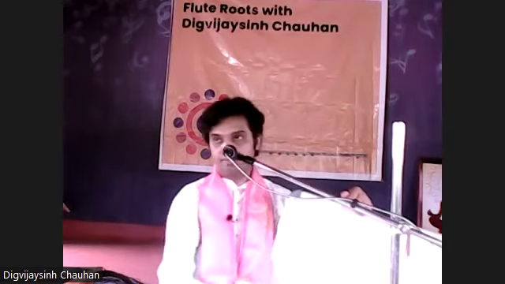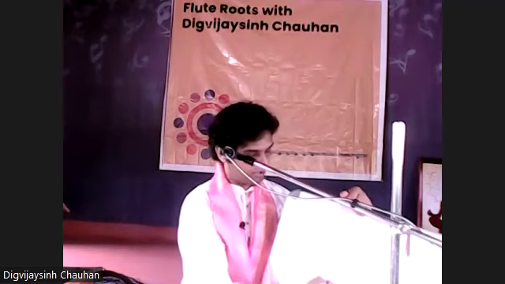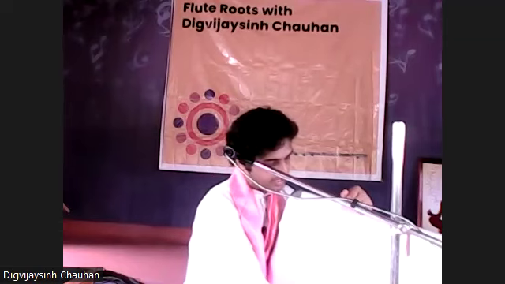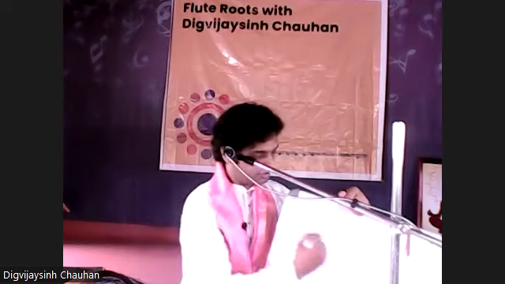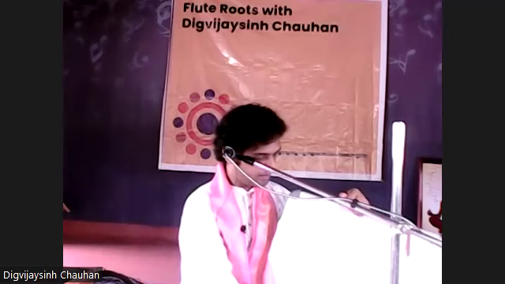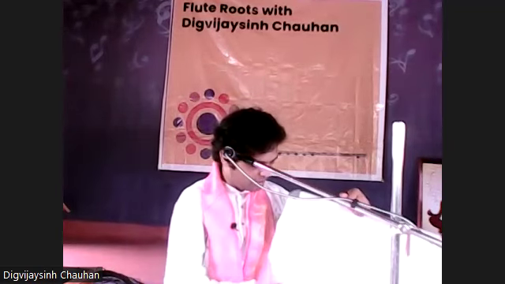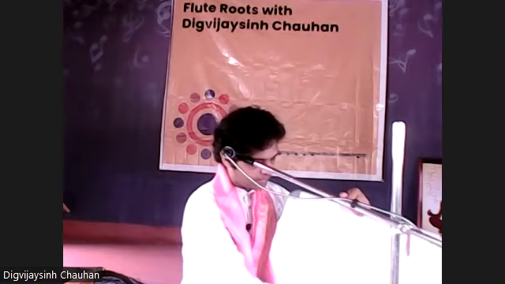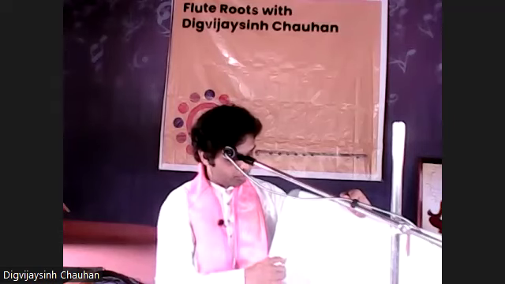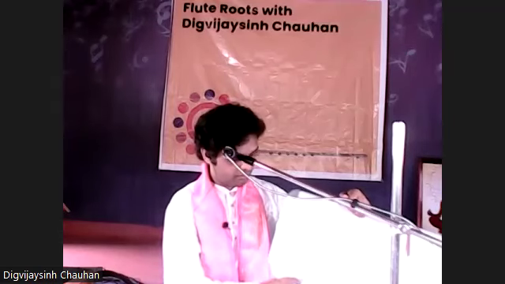Now what are these two names? Vadi is the most important, like a king. Samvadi is secondarily important, like a Mahamantri, or whatever you say. So mostly what happens, the Sargam has two parts. When we say Sa Re Ga Ma Pa Dha Ni Sa, we can split it: Sa Re Ga Ma, and Ma Pa Dha Ni. Ma is common. This is called the Purvang of the Sargam.